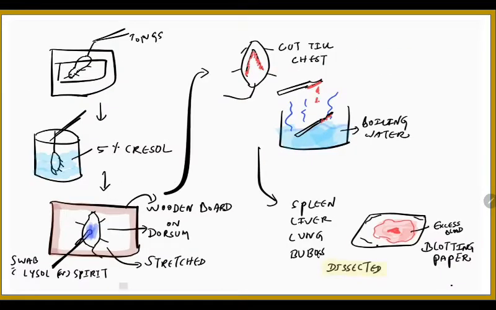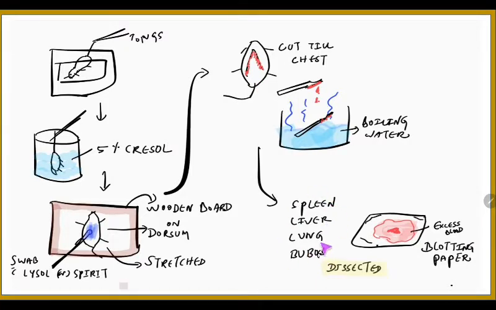Then the investigation starts. In the laboratory, with a pair of tongs, the rat is taken out and put into 5% cresol, and then it is mounted on a wooden board. On the dorsum, it is all stretched. On the abdomen, we are swabbing it with Lysol or spirit. Then we are cutting the rodent with a knife up to the chest. That knife is again put into boiling water for sterilization and disinfection. Then we are dissecting out with another instrument the spleen, liver, lung, and buboes.